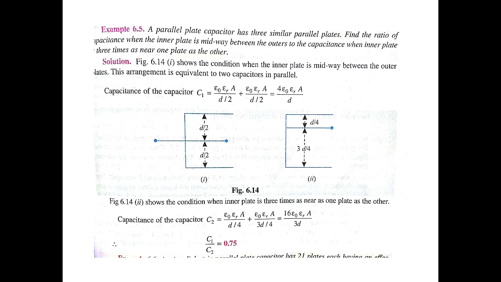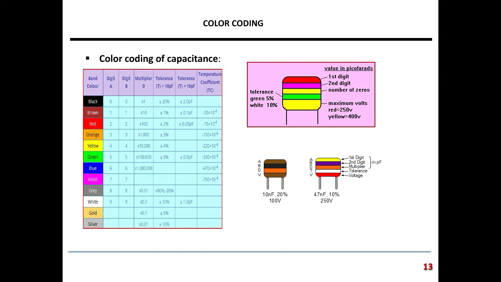Coming to the color coding of capacitance. In this we have 5 digits: A, B, D, T, V according to color. A and B are the first digit and second digit, D is the multiplier, T is tolerance, and V is the maximum voltage level. When 4 bands are there, that is A, B, D, V: the first 2 digits, the third one is the multiplier, and the fourth one is the maximum voltage range of that capacitance.